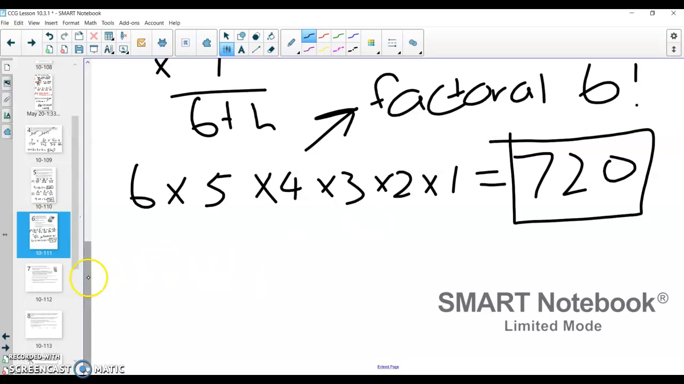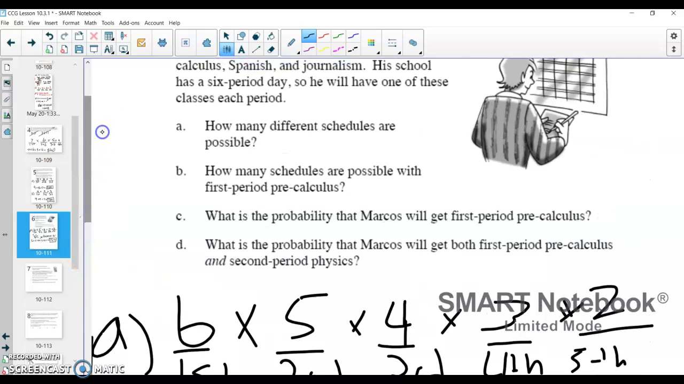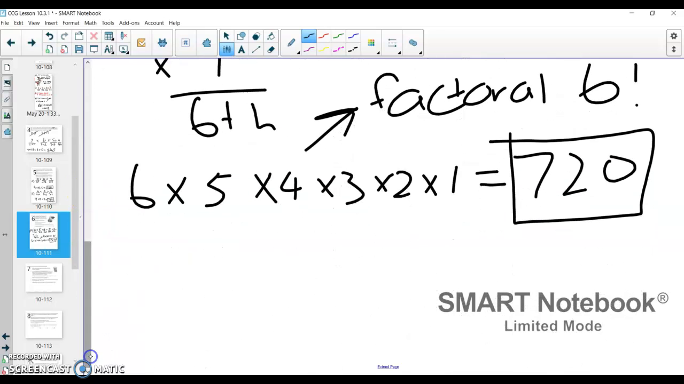Okay, so 720 possible arrangements there. Now, we're going to take it a little bit further here. And it says how many schedules are possible if we have first period pre-calculus. All right, so first period pre-calculus means that we don't have 6 decisions anymore because one of those decisions was made. So we only have 5 decisions to make now.